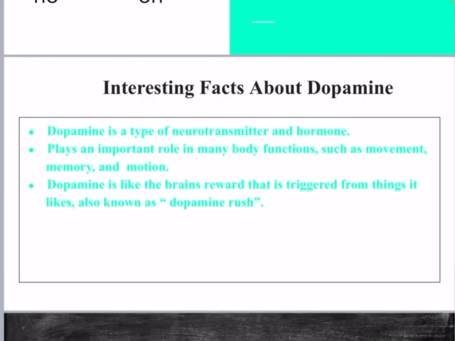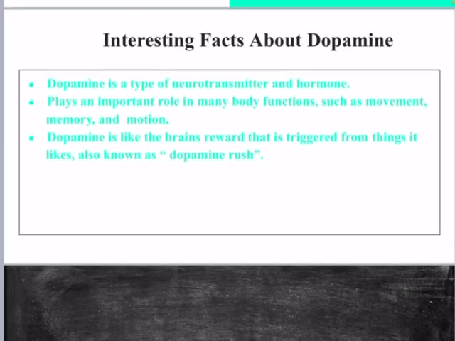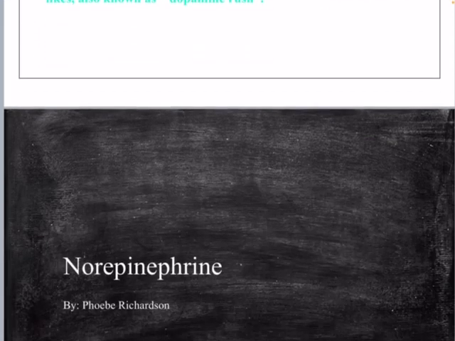Interesting facts about dopamine. Dopamine is a type of neurotransmitter and hormone. It plays an important role in many body functions such as movement, memory, and motion. Dopamine is like the brain's reward that is triggered from things that it likes, also known as the dopamine rush.